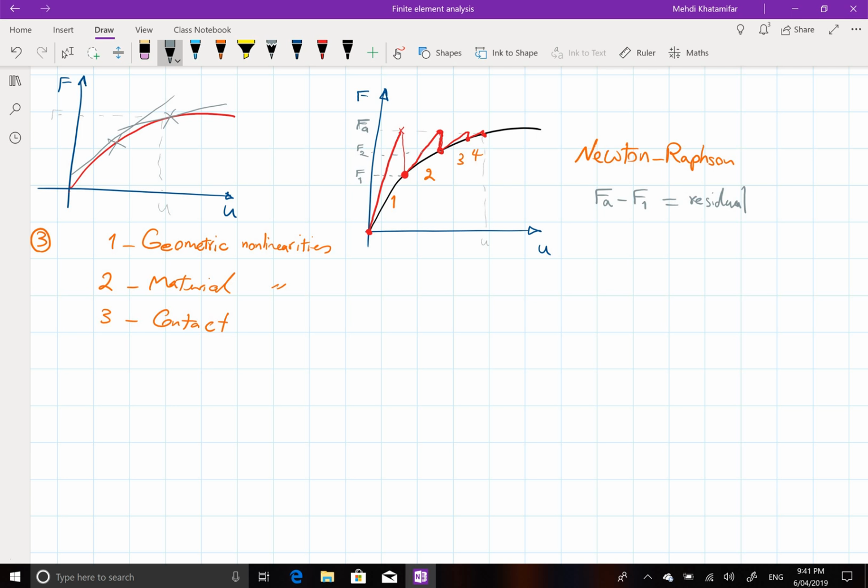If in your ANSYS calculation this value of residual gradually increases, it is going to diverge, and it's going to show you a failure or error message. So everything is all about this residual, and ANSYS is going to try to decrease that residual. So how can we decrease this residual?